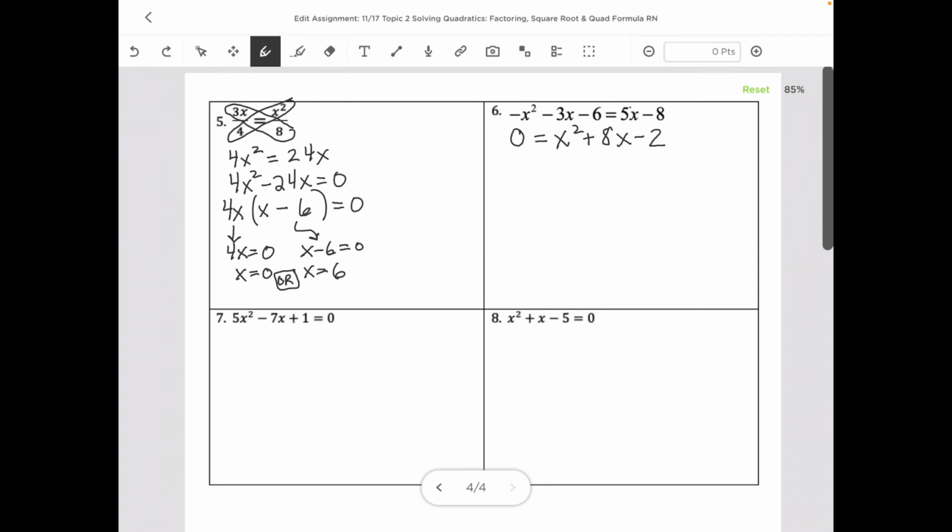It's a trinomial. I'm going to attempt to see if I can factor. So that would mean I'm looking for two numbers that multiply to be negative 2 and add to be 8. So 1 times 2 is 2. 1 times negative 2 is negative 2. There's no way I'm going to get an addition to be 8. So if it doesn't factor and it's a trinomial, then we need to use the quadratic formula.